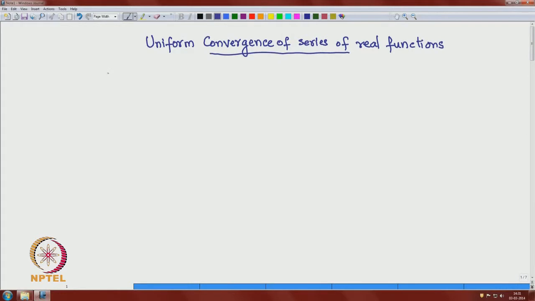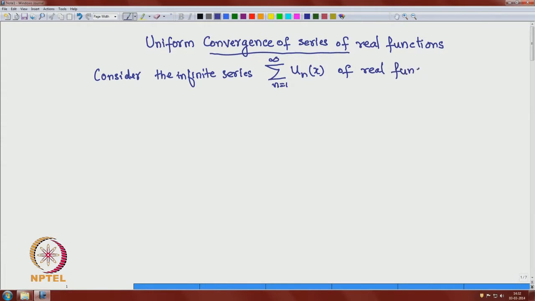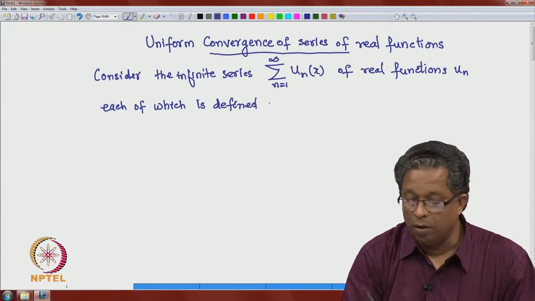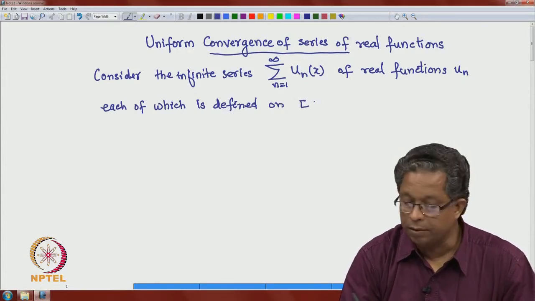So consider the infinite series, summation n goes from 1 to infinity u_n(x). So, an infinite series of real functions u_n, each of which is defined on some real interval, say [a, b].